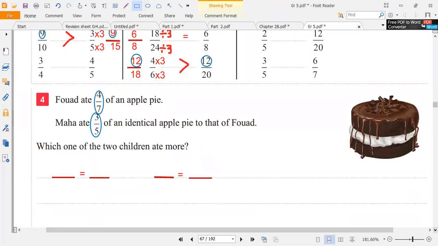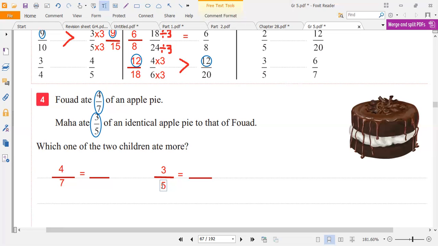Now exercise 4. Fuad ate 4/7 of an apple pie. Maha ate 3/5 of an identical apple pie to that of Fuad. Which one of the two children ate more? So to know which one ate more, we have to compare these two fractions, 4/7 and 3/5. To compare these two fractions, we can choose as we want. We can reduce them to the same numerator or to the same denominator.